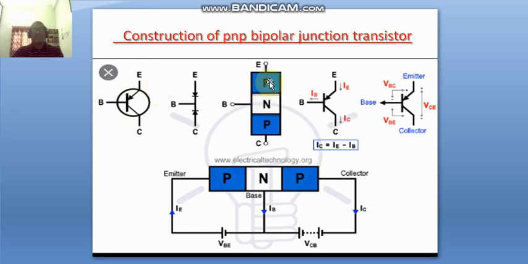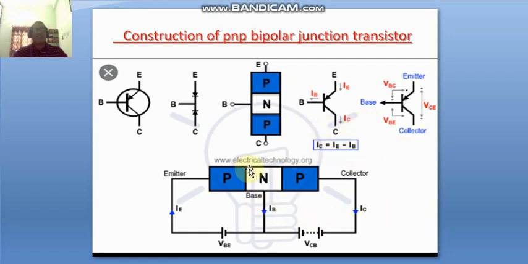So this P acts as the emitter, N acts as the base region, and the last P acts as the collector region. This is the circuit diagram. In this case, the emitter current minus the base current is equal to the collector current, or the emitter current is the sum of the base current and the collector current. Therefore the equation is represented like this in the circuit diagram.